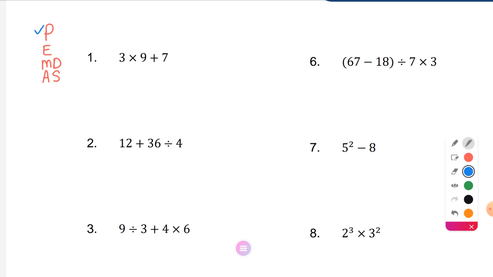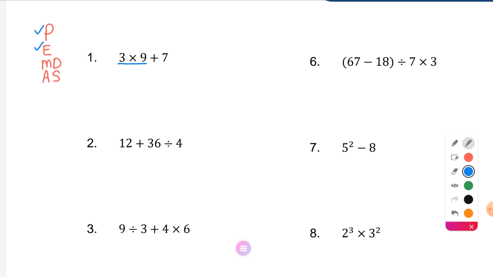Are there any exponents in this problem? No. Nope, let's mark it off. Is there any multiplication or division? Yes. Let's underline the problem that we're going to be working. Now we work down because our work is going to look like an upside down triangle.